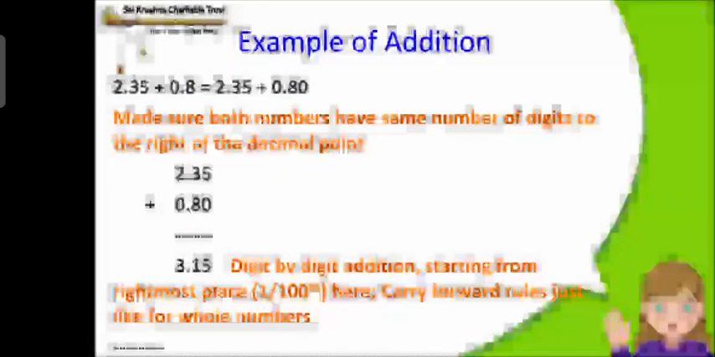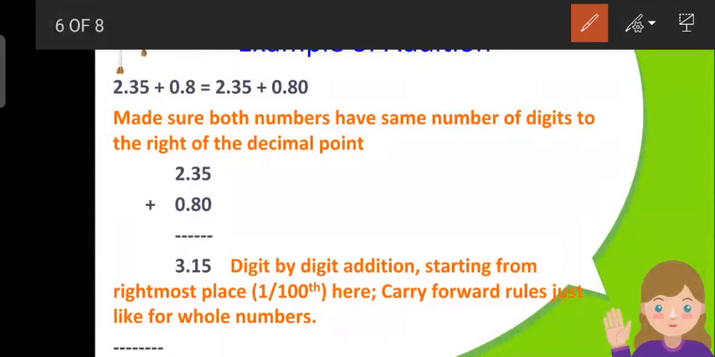So let's take an example here. 2.35 plus 0.8. In the case of 2.35, you have two positions after the decimal point. In the case of 0.8, you have only one number. And you already know that when you add a 0 next to the decimal point, it does not carry any value. The value remains the same. Therefore, you add a 0 next to the 8. Therefore, it is 2.35 plus 0.80.